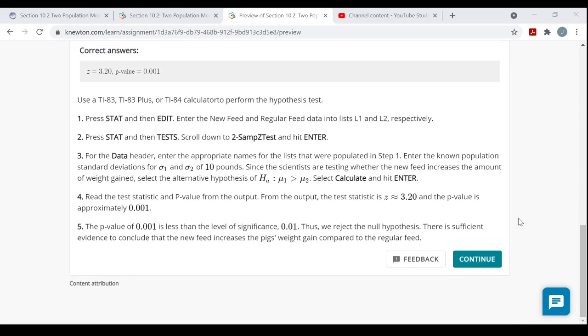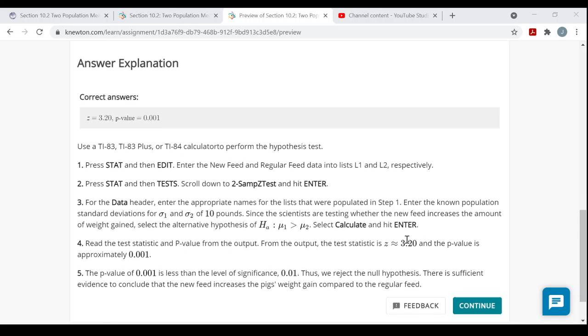Hopefully, watching me do this on the calculator, it's just entering lists and going to that 2-sample z-test area. You just have to make sure you know what kind of test you're running, right-tailed, left-tailed, or two-tailed. That's half the battle here. And then you see at the end they're saying the p-value is 0.001, which is less than the significance level. And remember, when the p-value is less than or equal to alpha, you reject the null hypothesis.